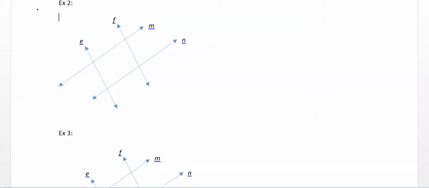Okay, let's say in this case, I tell you that this angle right here is 92 degrees, and this angle right here is 108 degrees.